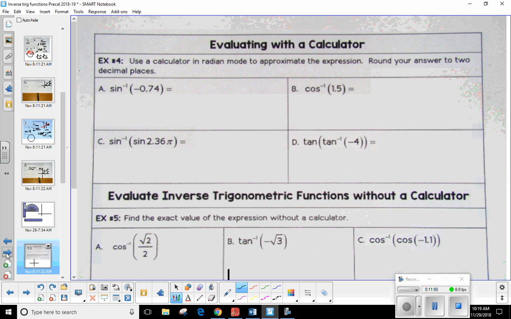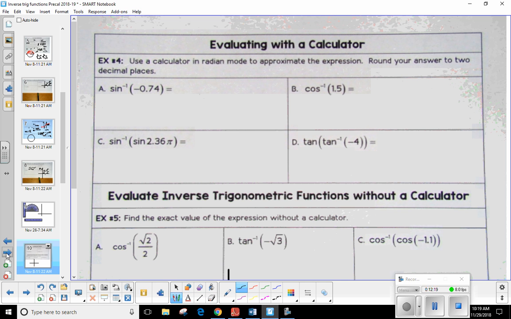Okay. Now here's our last page, and then we are done with these notes. Okay, so I just want to kind of reemphasize a few ideas. It says use a calculator in radian mode to approximate the expression. Now my calculator is in degrees. We've already kind of talked about this problem. I can definitely go ahead and change it to radians, or if I know I'm in degrees, well, what can I do with my answer? I can just multiply by pi over 180. I can go ahead and convert it.